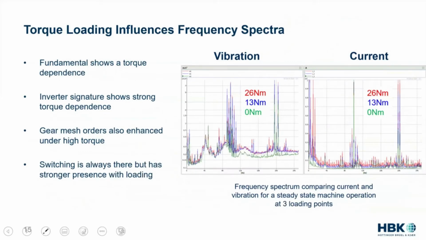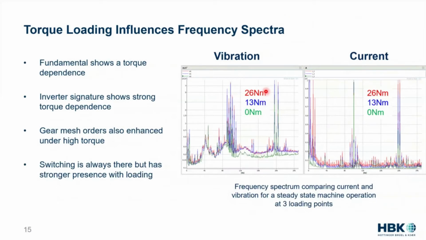On the more basic end, and this is probably the most boring slide I have, unfortunately, is that loading really does influence the frequency spectra of vibration. So I have a machine, again, steady state at 3,000 RPM at three different loading states. In the green, I have 0 Newton meter loading. In the blue, I have 13 Newton meter loading. And in the red, I have 26 Newton meter loading.